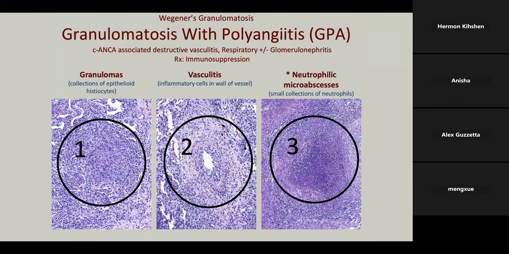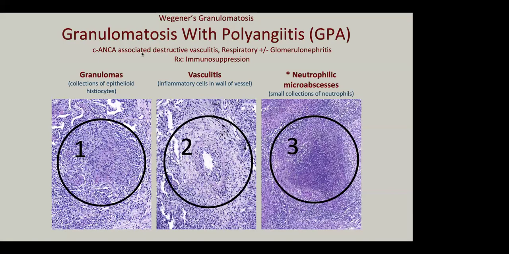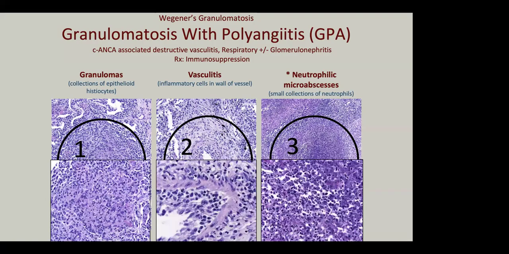Wegener's, now known as granulomatosis with polyangiitis, is associated with C-ANCA, so always correlate with serologic studies. You generally want to look for a triad of granulomas, vasculitis, and neutrophilic microabscesses, but neutrophilic microabscesses are probably the one that you're going to see most commonly. You may or may not see vasculitis and granulomas, so always ask for correlation with serology. So there we have those findings on higher power.